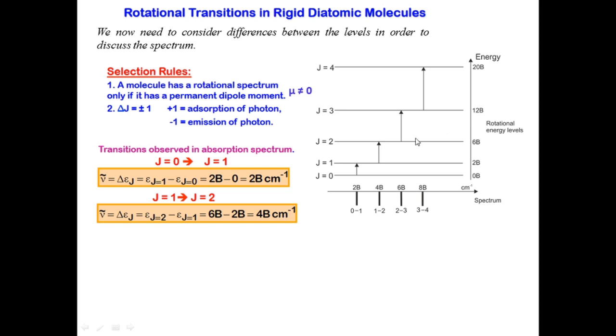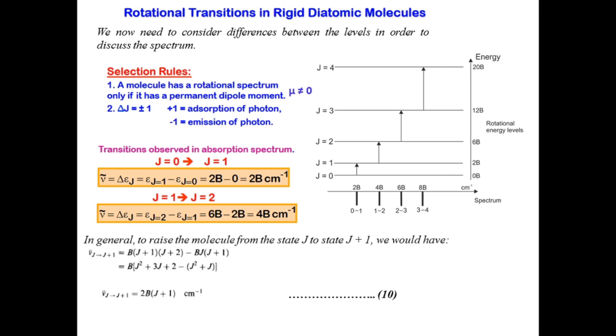And for the transition from 2 to 3, the amount of energy absorbed, or the energy difference between them, is 12B minus 6B, that is 6B. And for 3 to 4, the amount of energy absorbed is 20B minus 12B, that is 8B. So like that we are getting a spectrum like this: 0 to 1 is 2B, 1 to 2 is 4B, 2 to 3 is 6B, 3 to 4 is 8B, then 4 to 5 is 10B, and so on.